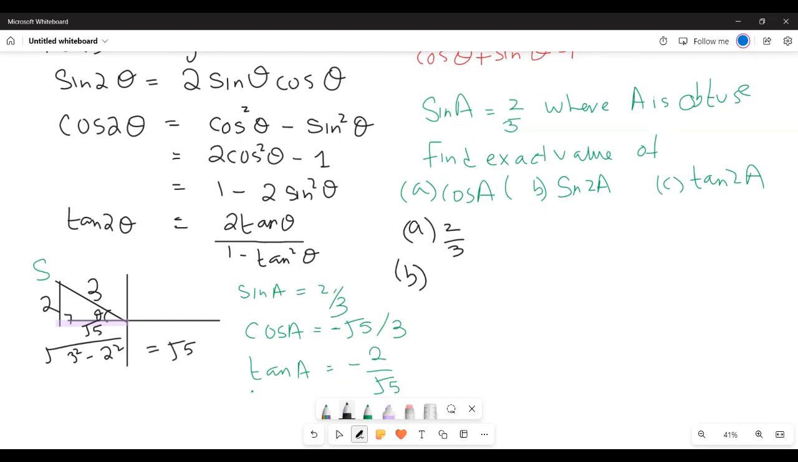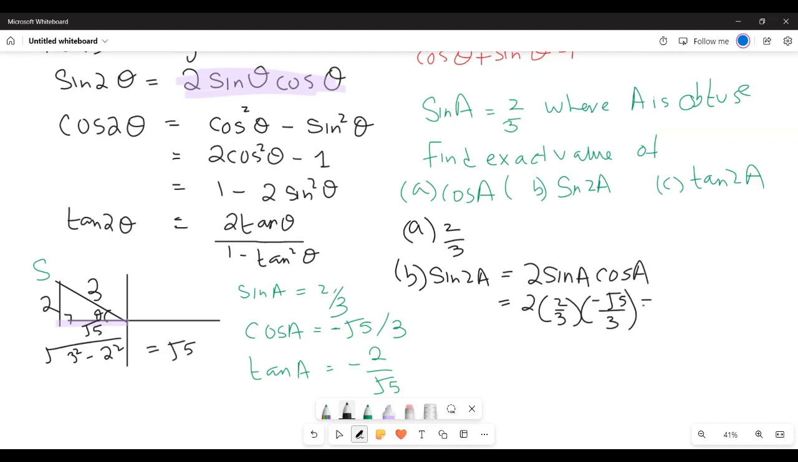For part B, it's sine 2A, which from the identity is equal to 2 sine A cos A. So 2 sine A cos A, which is 2 times 2/3 and negative square root of 5 by 3, which is minus 4 square root of 5 upon 9. That is the answer for part B.